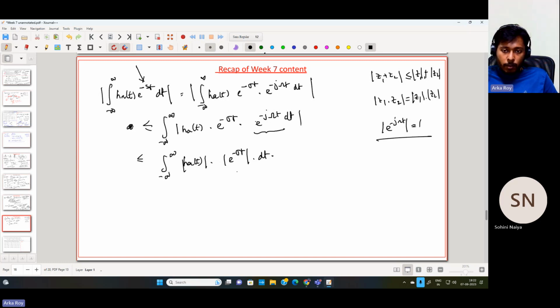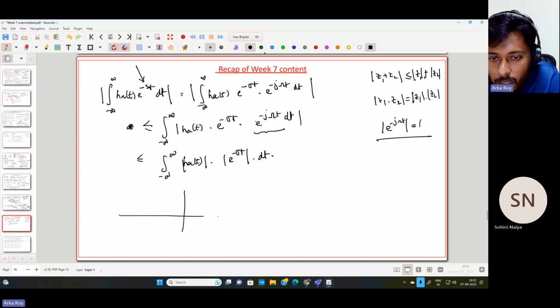And similarly, in case of S transform also, you need to find the ROC, because ROC gives the unique representation of the S transform output. So for that, let me start calculating how the region of convergence will look.